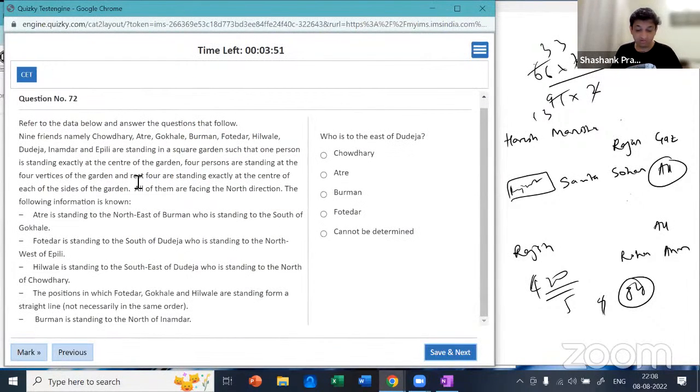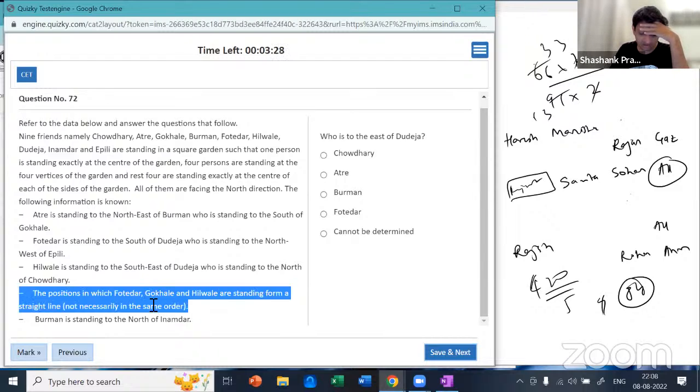72. Oh, this is something else. East of Dudeja. Where is Dudeja visible? Dudeja is to the northwest of Ipili, and there was a 9 garden, right. So Dudeja is to the northwest. So either it will come here, whatever. Someone is also southeast of Dudeja. So Dudeja can't be to the cornermost. Dudeja has to be the center. Who will be east of Dudeja?